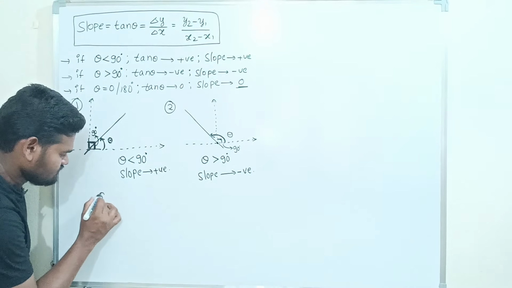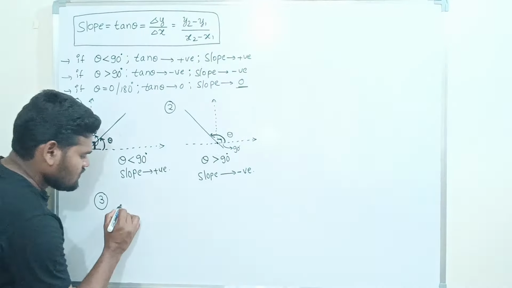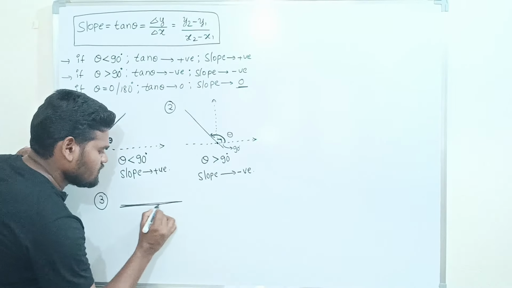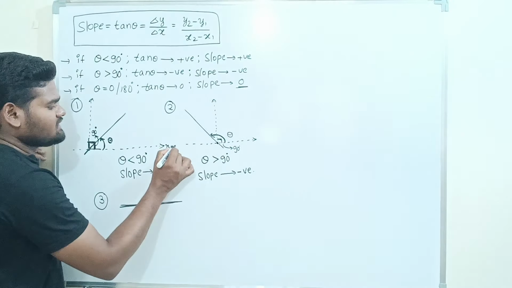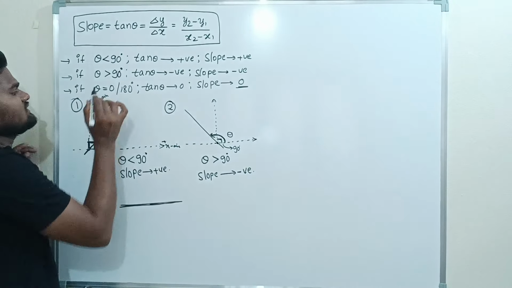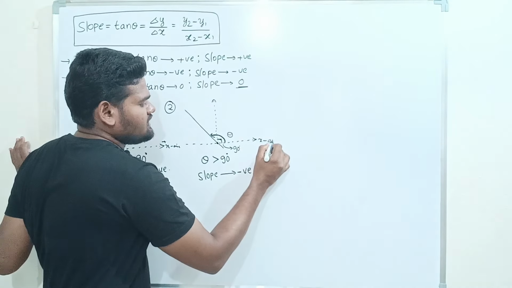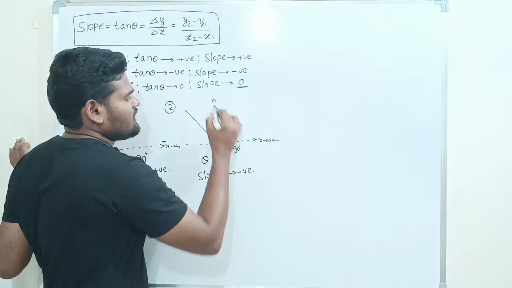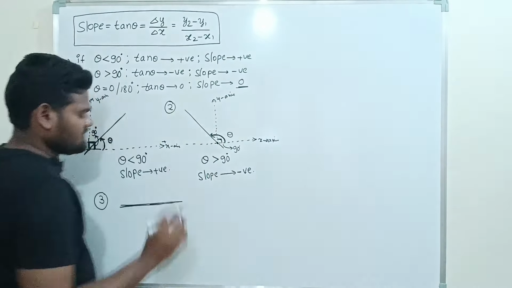Third one. If the slope is like this. This is what? X-axis. Positive x-axis. And this is what? Y-axis. This is also positive x-axis and this is positive y-axis.